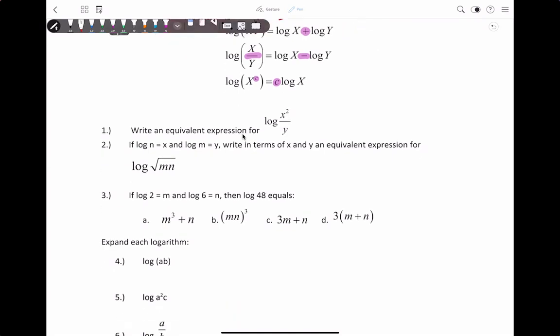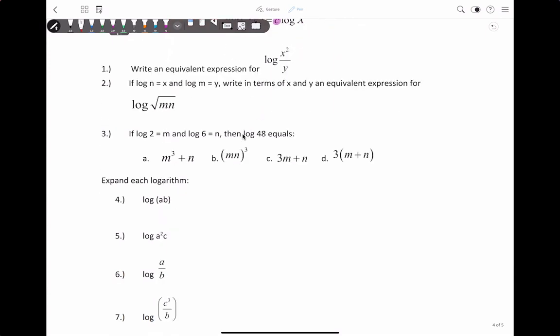So what we're going to do is look at our next question, which says, write an equivalent expression for log of x squared divided by y. So I have one log. That's first and foremost. Let's identify that. And if I want to write an equivalent expression, that means something that's equal to what I see. Let's say that I want to expand this.